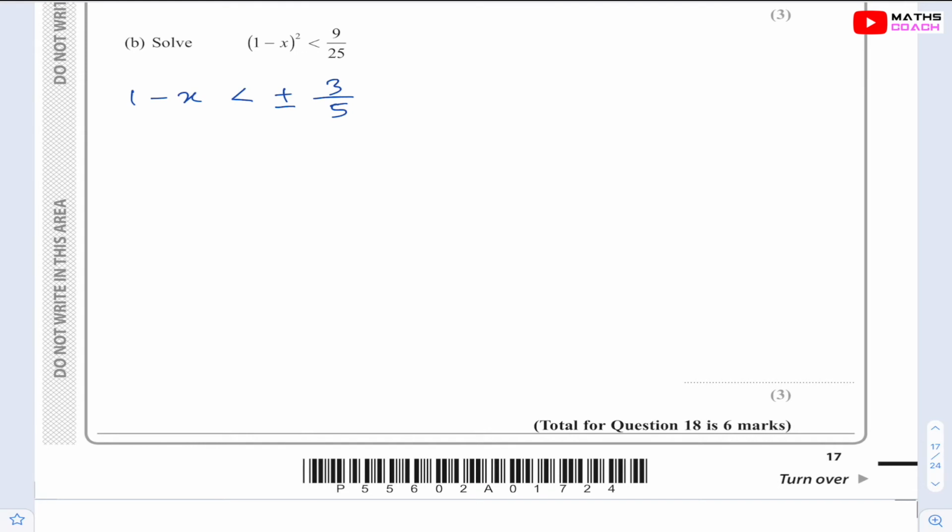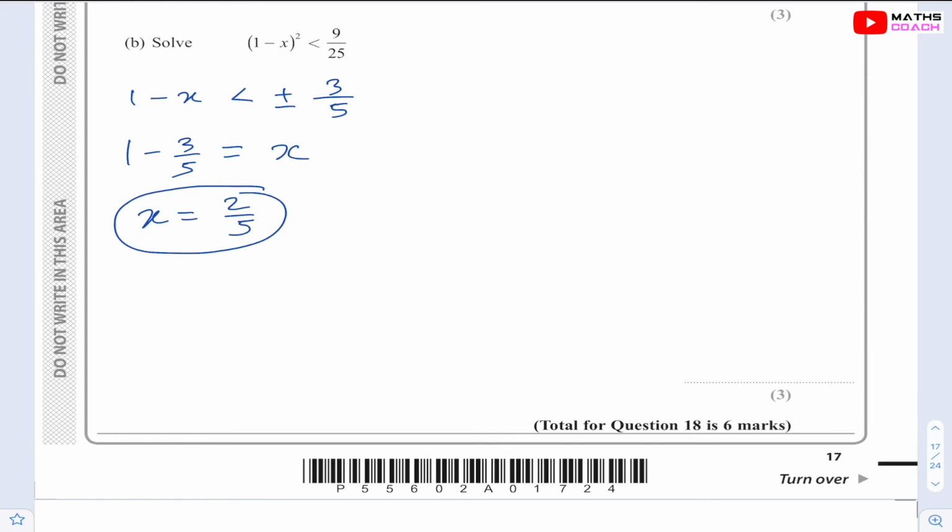We have 1 minus x is less than plus 3 over 5, or we have 1 minus x is less than minus 3 over 5. So if we take the plus version first, we can leave the 1 on this side, and when we take the plus 3 over 5 to the other side, so we are treating this like an equal sign, really, we will get a negative. And we can take the minus x to the other side and get a positive. So we end up with that, which gives us x is equal to 2 over 5. That's one of our critical values.